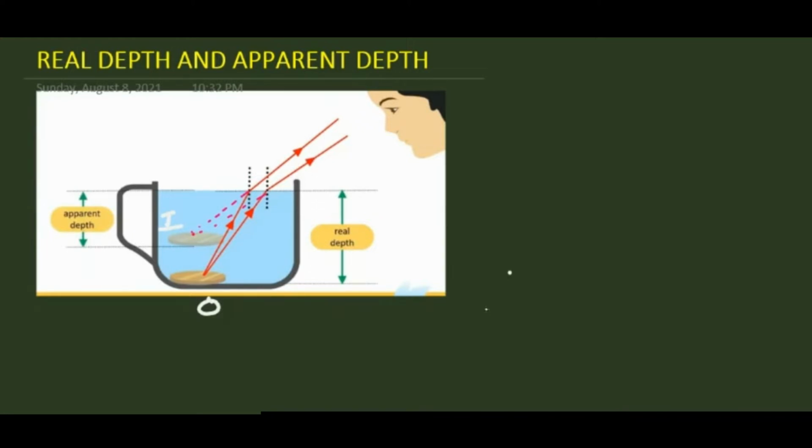Why? My question is, why? The coin appears to be raised due to refraction, sir. Yes, the coin appears to be raised due to refraction of light. See here, the important thing is, the coin is in which medium? Water, sir. The coin is in water. The observer is in air. That means the object, the coin, is in water, and the observer is in air. That means both are in different mediums. If both are in different mediums, then refraction takes place.